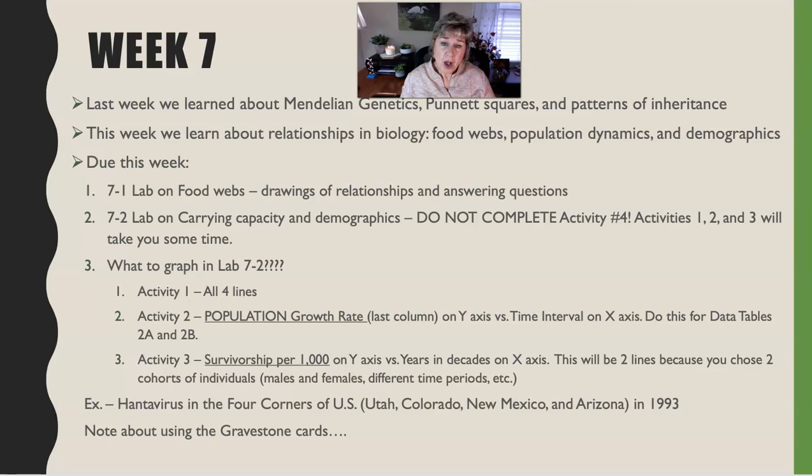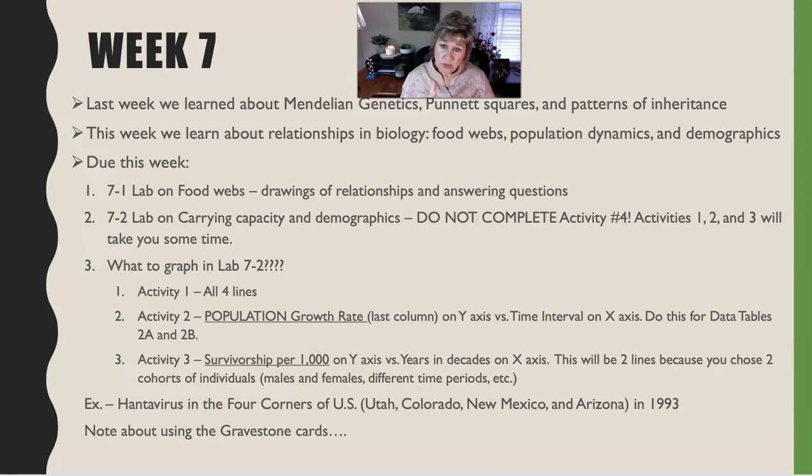Activity 3, only survivorship. Don't graph everything in that table because that doesn't make sense. Don't do that. Remember, I told you way back in the beginning that when you make a data table like that, it's always that last column that's the important one. That's what you're trying to get at. So in activity 3, survivorship per 1,000 individuals on the y-axis and years and decades on the x-axis.